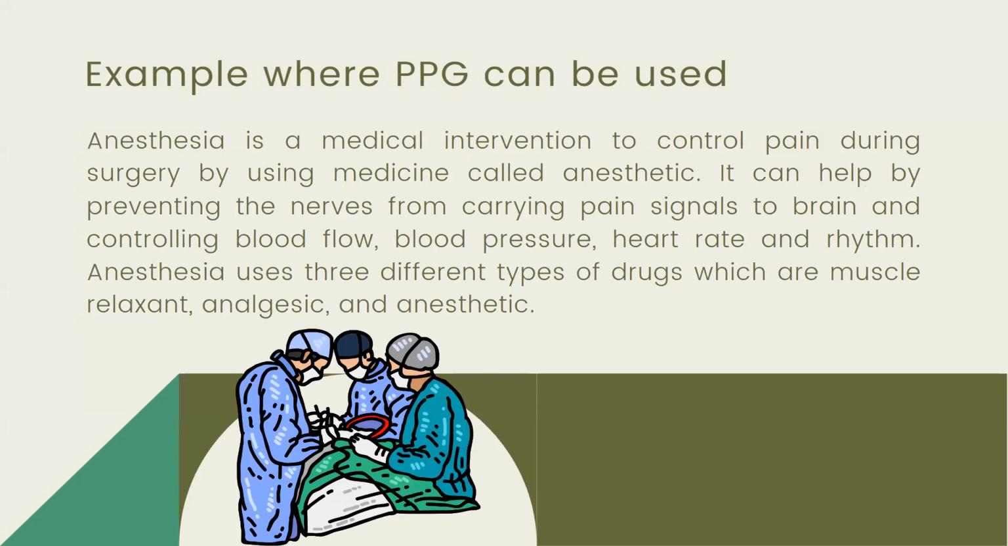Now we will discuss an example where PPG can be used. Anesthesia is a medical intervention to control pain during surgery by using medicine called anesthetic. It can help by preventing the nerves from carrying pain signals to the brain and controlling blood flow, blood pressure, heart rate, and rhythm. Anesthesia uses three different types of drugs, which are muscle relaxant, analgesic, and anesthetic.